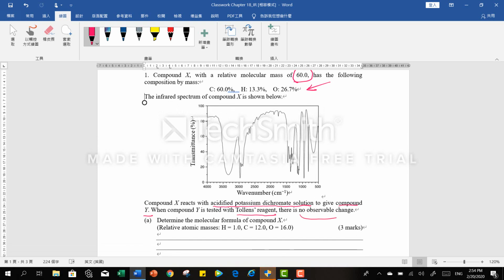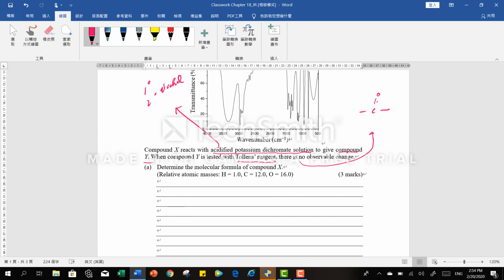So for this one, you know that it should be a ketone, right? Because it's resistant to oxidation. And for this one, you know that it should be either a primary or secondary alcohol, right? Because that is why it can be oxidized. Okay, determine the molecular formula.